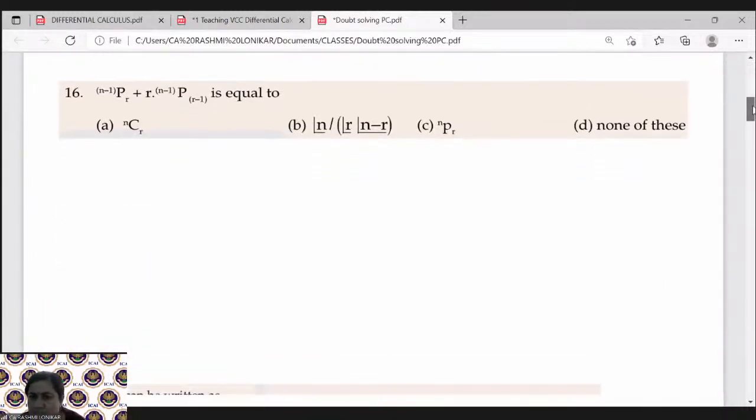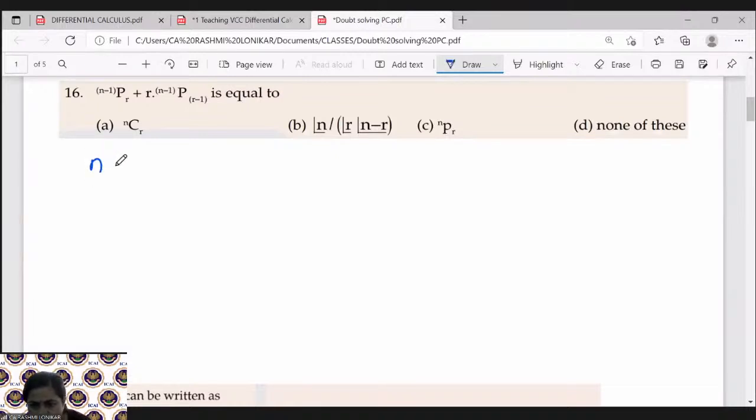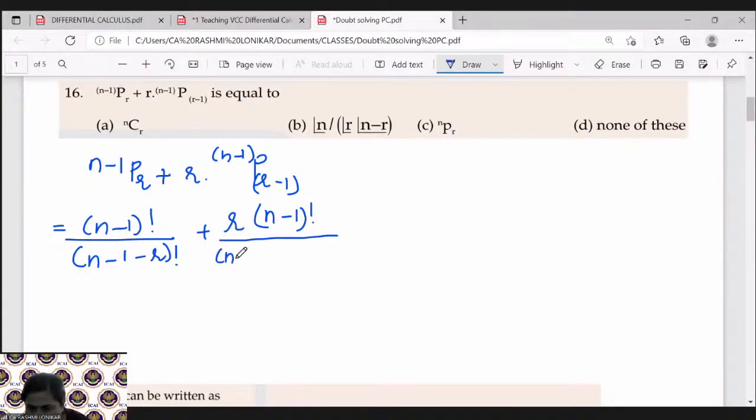Okay. 16th sum. n-1 PR plus R into n-1 PR-1... Okay. So this is n-1 PR plus R into, this is equal to (n-1) factorial upon (n-1 minus R) factorial plus R into (n-1) factorial upon (n-1 minus R plus 1) factorial.